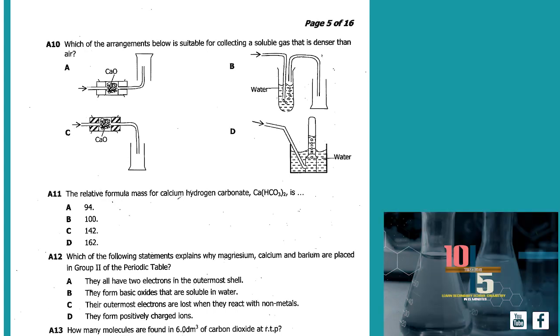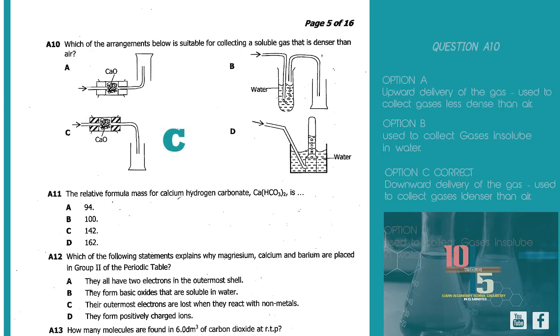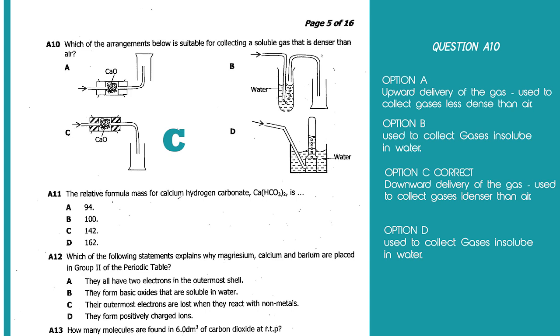Question 10. Which of the following arrangements below is suitable for collecting a soluble gas that is denser than air? So the answer here is C. Option A, we use this one for a gas less dense than air. It's called upward delivery of the gas. And then B and D are for gases that are insoluble in water.